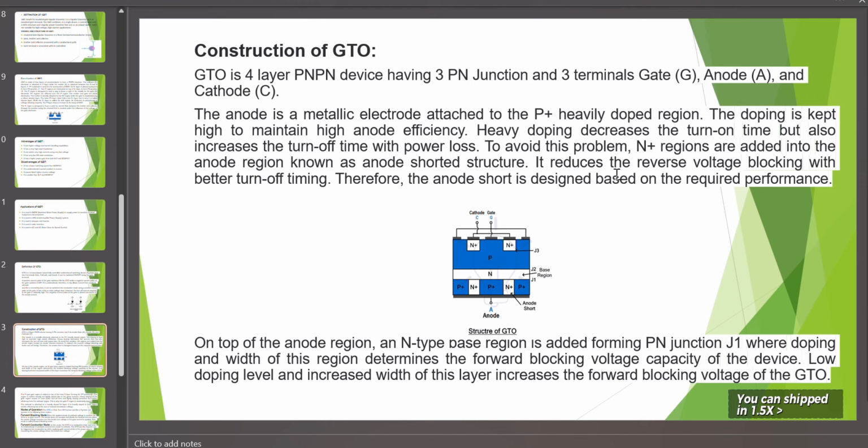It reduces the reverse voltage blocking but gives better turn off timing. Therefore, the anode short is designed based on the required performance. This is the construction of GTO. On top of the anode region, an N-type base region is added, forming PN junction J1, where the doping and width of this region determine the forward blocking voltage capacity of the device. Low doping level and increased width of this layer increase the forward blocking voltage of GTO.